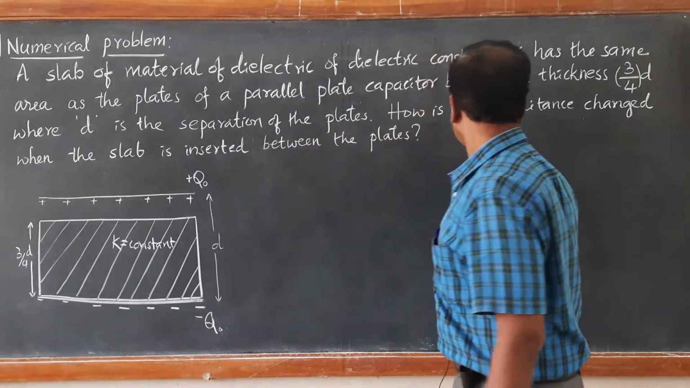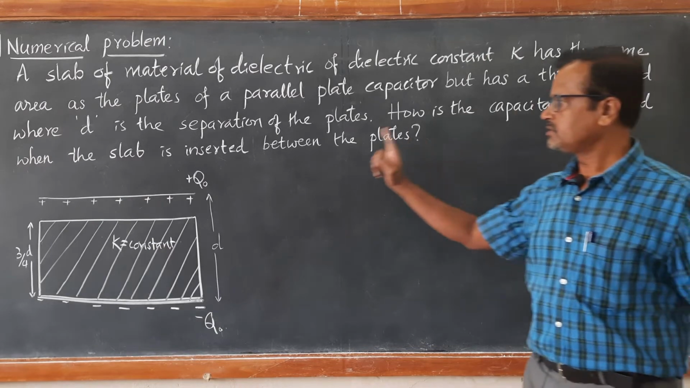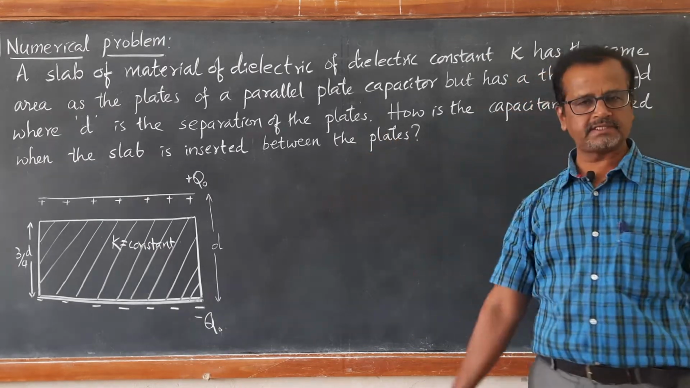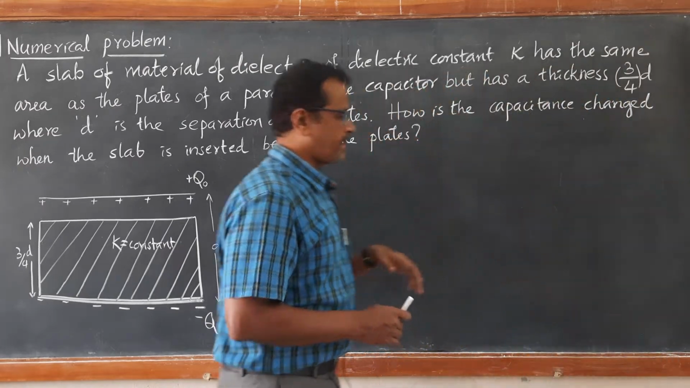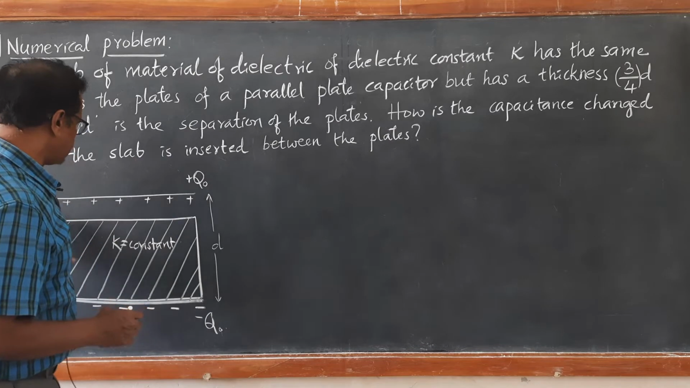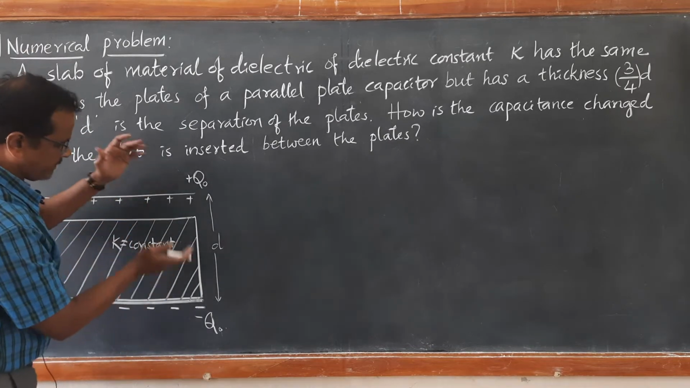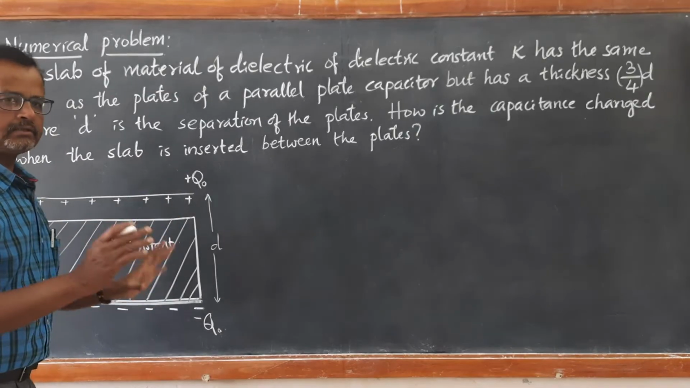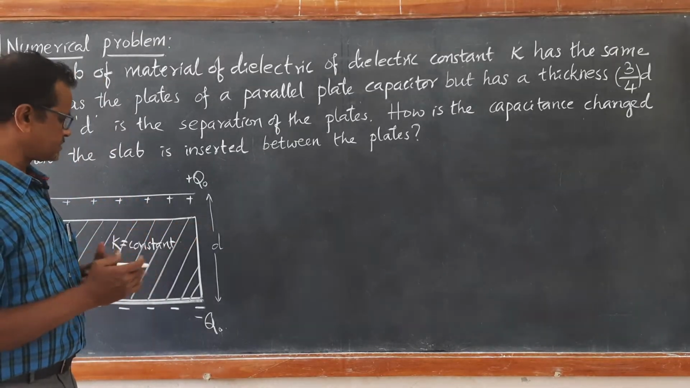How is the capacitance changed when the slab is inserted between the plates? So, this is the numerical problem. Now, in this problem, the dielectric is not completely filling the gap. It is just filling 3/4 of the separation distance, right?